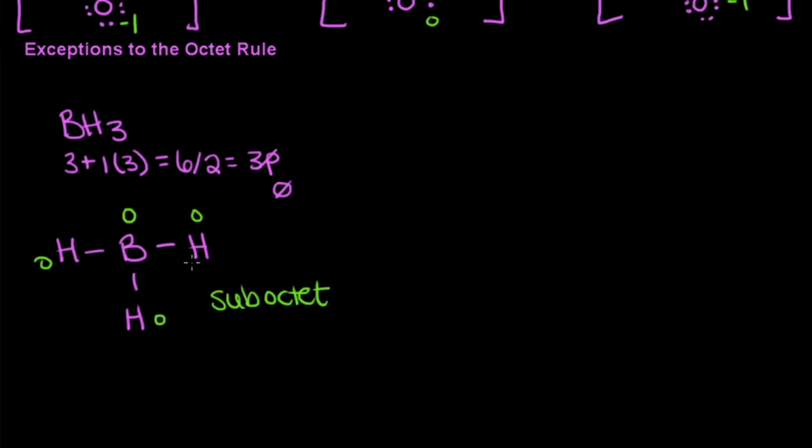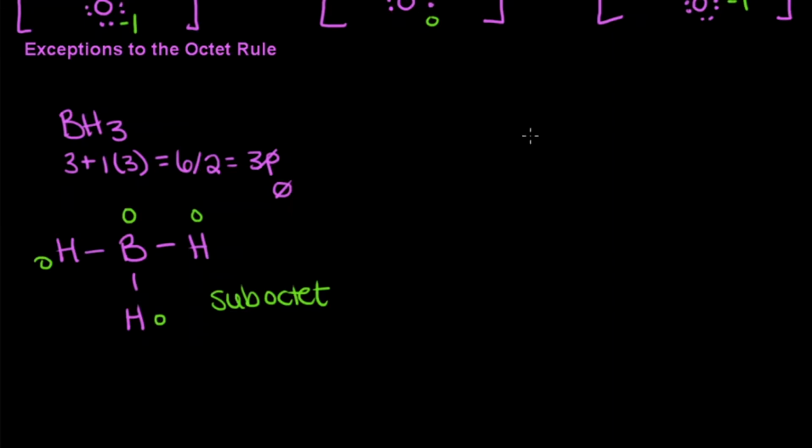So sometimes some of the smaller elements like boron can have less than an octet. We know hydrogen is always happy with a duet. That's not really an exception. But to have a central atom without 8 valence electrons is unusual, but it does occur. And that's when you have less than 8 valence electrons, and we call it a sub-octet.